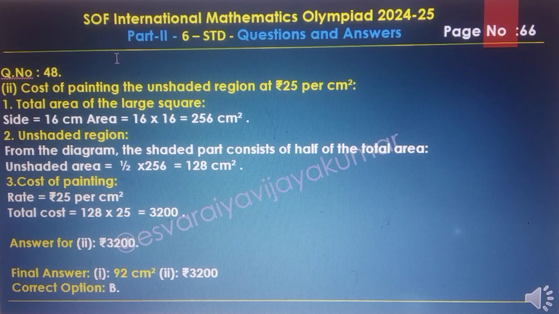The cost of painting, the rate equals rupees 25 per centimeter square. The total cost is 128 into 25, we are getting 3200. The answer is 3200. The final answer is 92 centimeter square, and second one rupees 3200. The option B is the right answer.